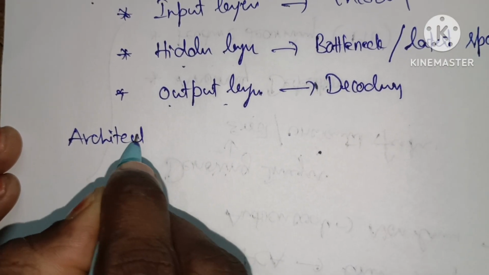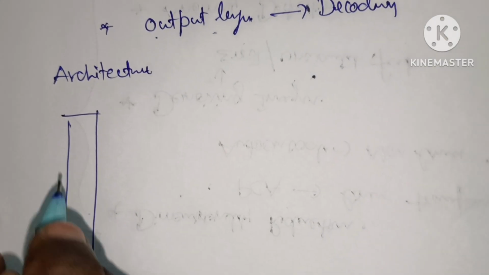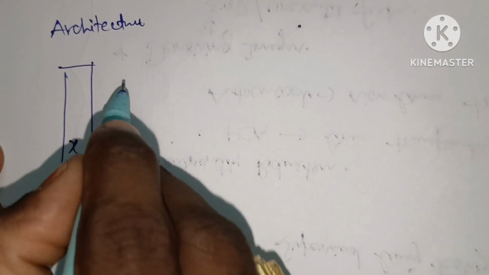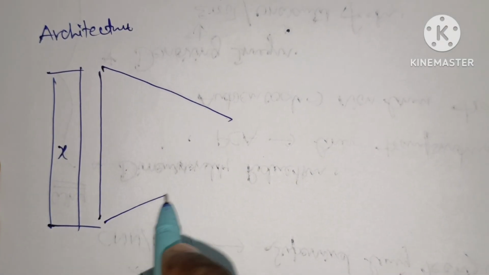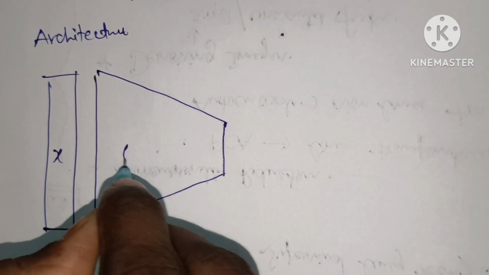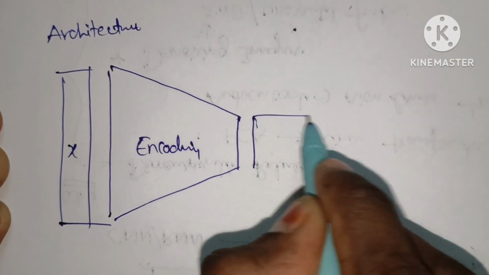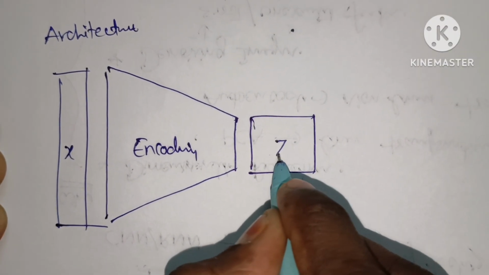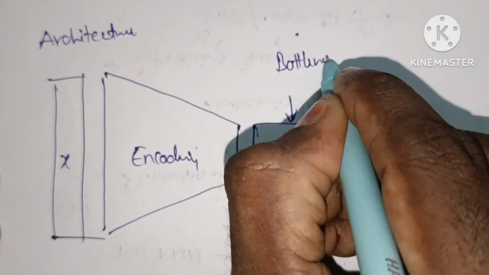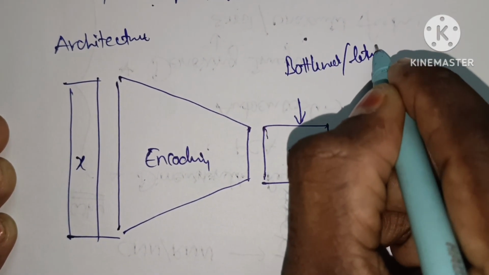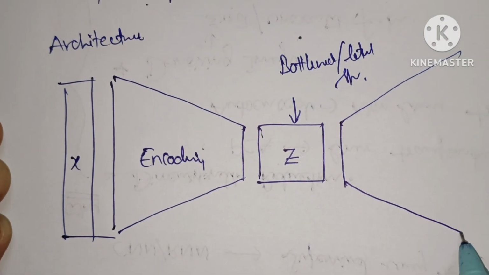Check out the architecture now, then we can easily understand it. It is your input X. Then encoding means our data is compressed. Data is compressed, and that is called encoding. It is converted to a smaller form, like a jet. This is called the bottleneck or latent space. Is it clear? Next, again, reconstruct means decoding.